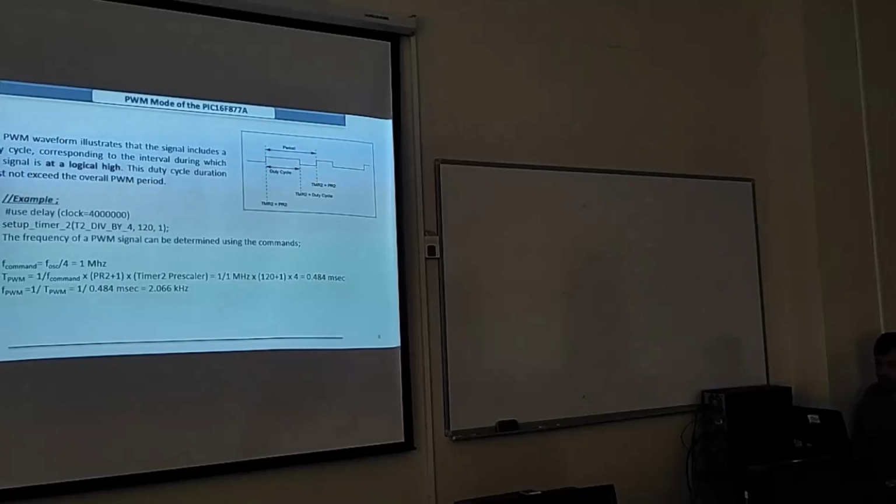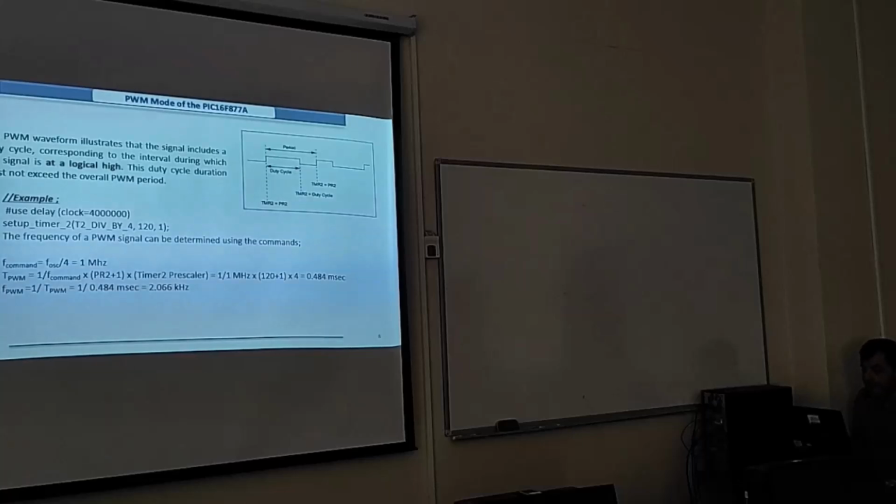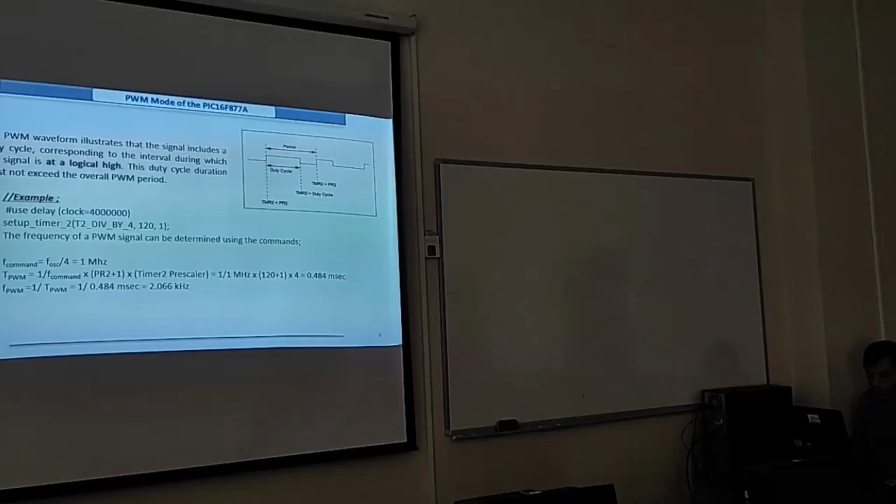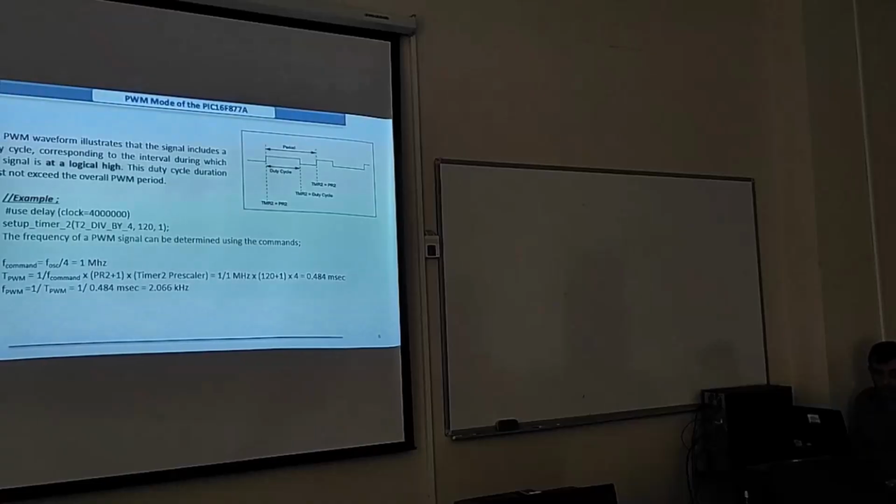Let's take an example. If we use a 4 MHz oscillator with a timer 2 prescaler value of 4 and PR2 equal to 120, then F_command equals 1 MHz. The PWM period equals 0.484 milliseconds. As a result, the PWM frequency is approximately 2.066 kHz. This is how we can calculate the PWM frequency that will be used in our system.